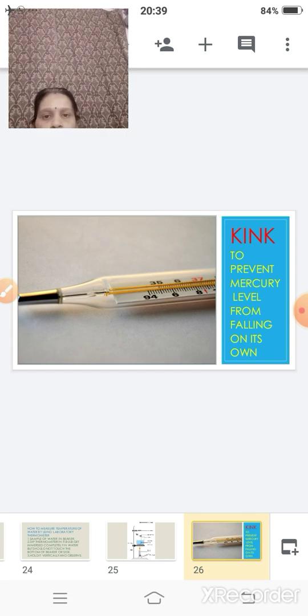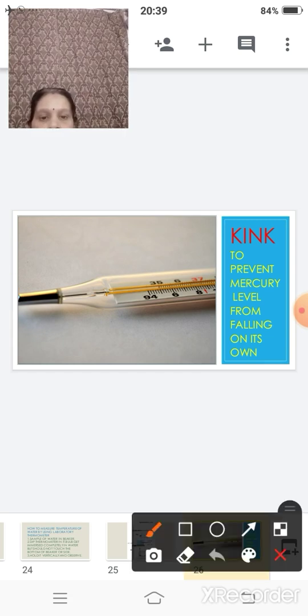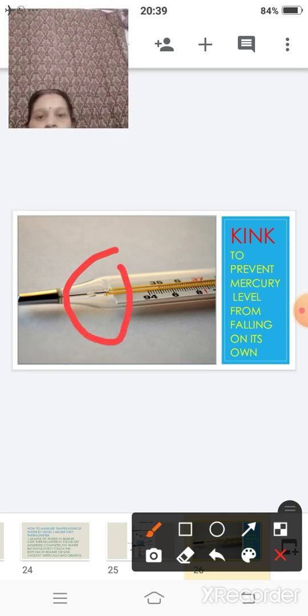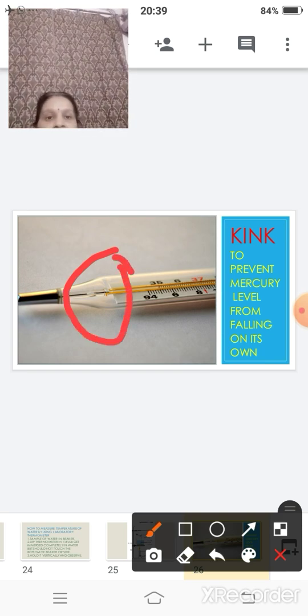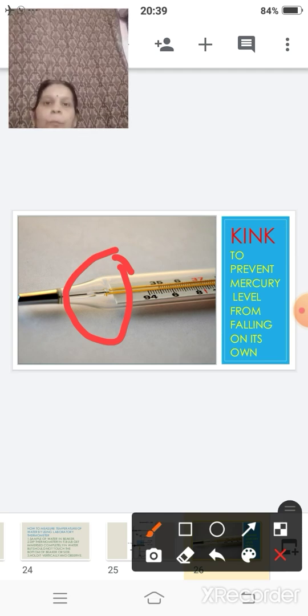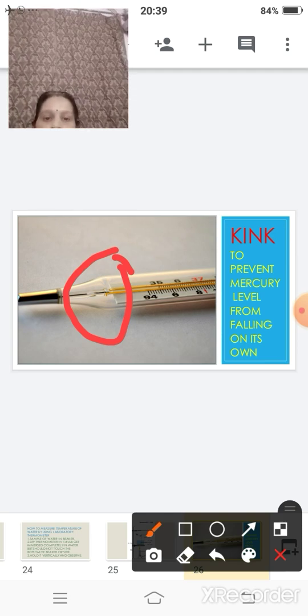Now children, one more thing which is very important over here, which I will be telling you. Within a thermometer, you will find a kink. What is this kink? What is the use of this kink? This kink prevents the mercury level from falling on its own. When we shake it, only at that time it falls. It doesn't fall on its own. So this is the use of the kink which you can see on the thermometer.